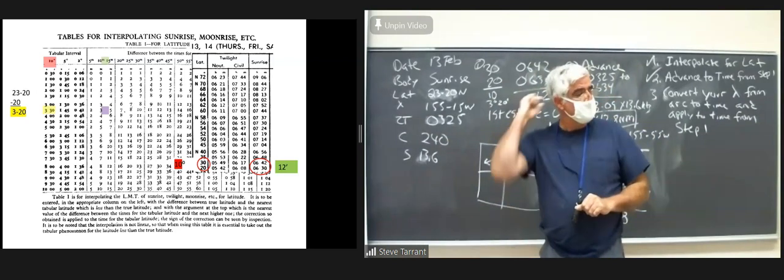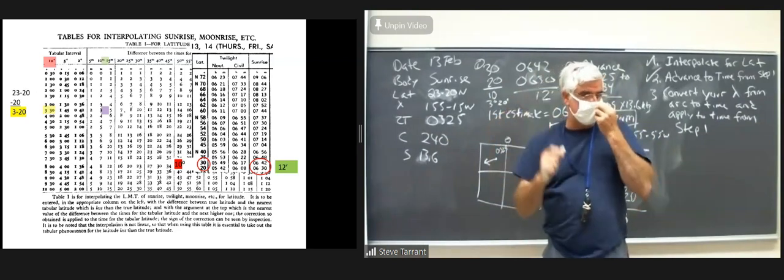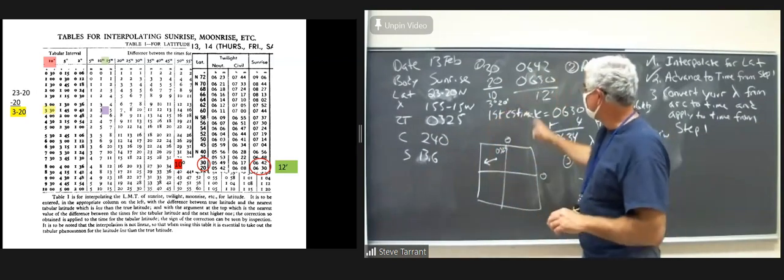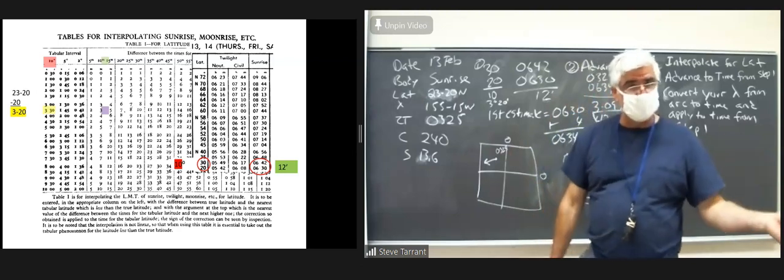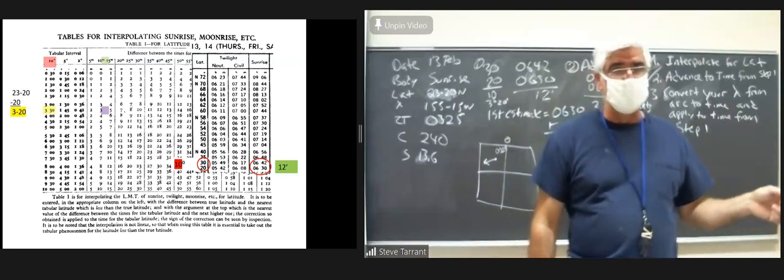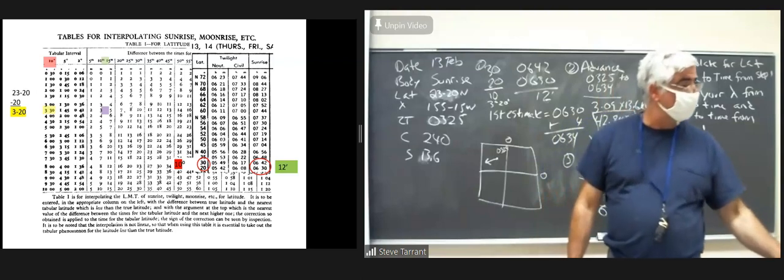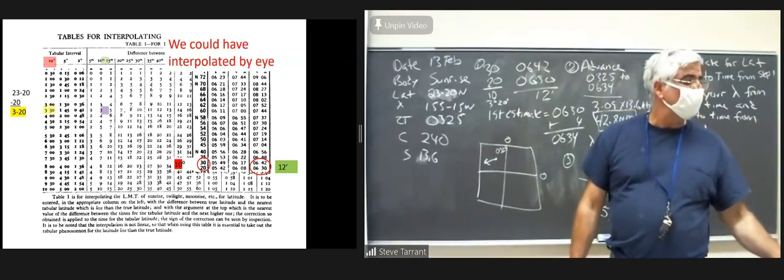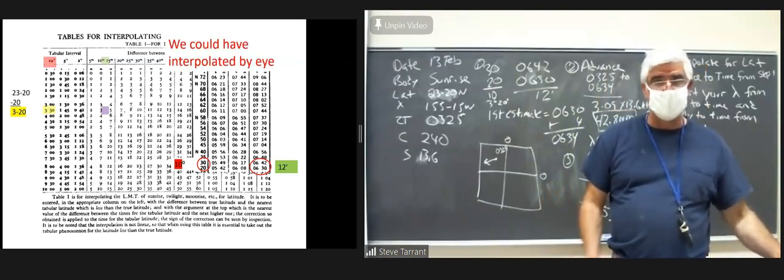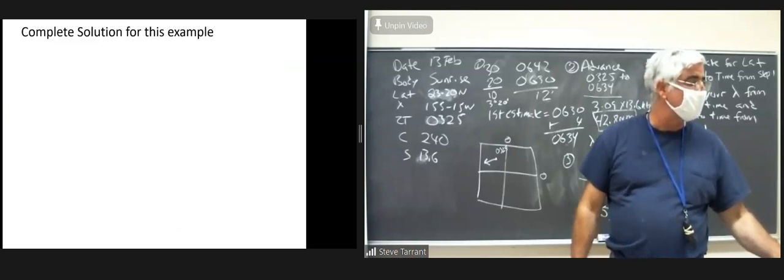Okay? So if there's anybody who wants to, I kind of went over that quickly. If you have trouble interpolating by eye, you're going to want to use this table, and I'll come back and work with anybody that wants to do that later on. We could have interpolated by eye, and we would have gotten the exact same number.